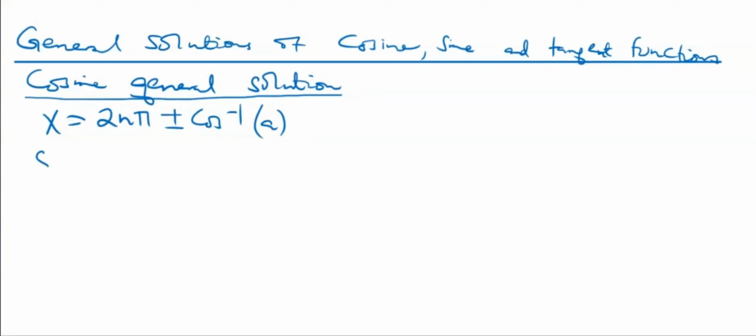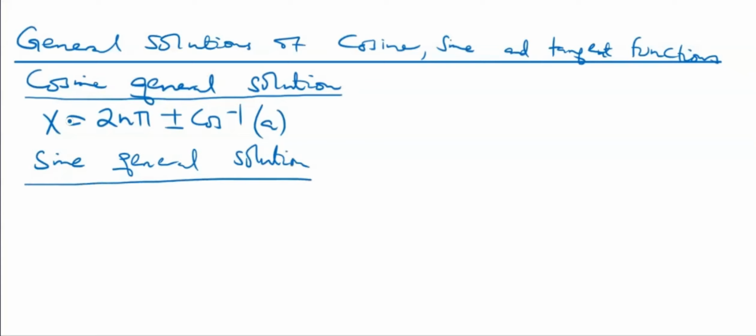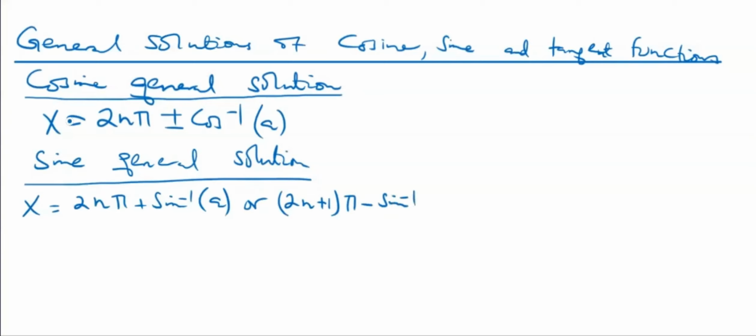and that of sine, where a, both for cosine and sine, is an element of -1 to 1, and the n, for both sine and cosine, is an integer value.